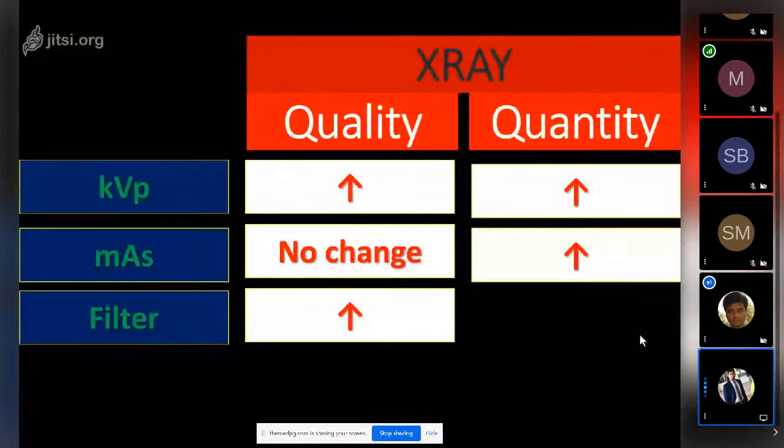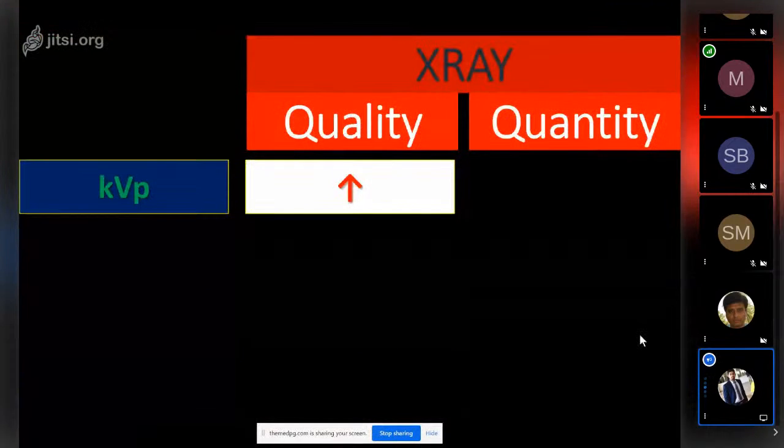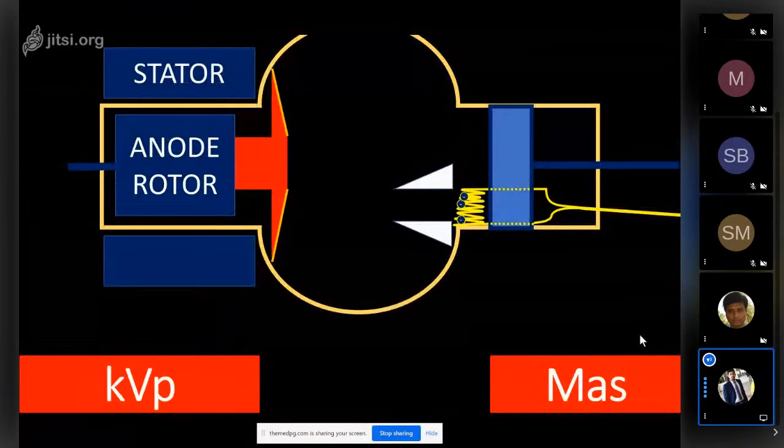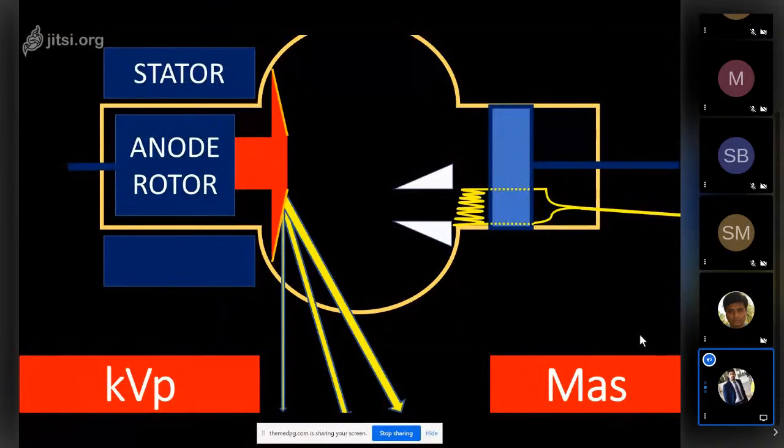We had also discussed the quality of an X-ray. The beryllium window was what was used. Then there are two important factors that we have to understand: one is KVP, one is MAS.